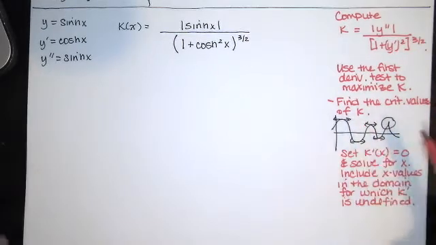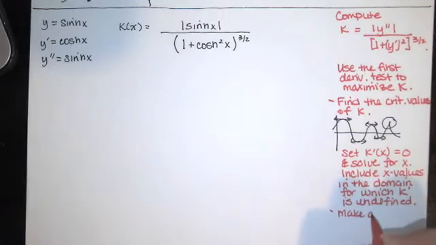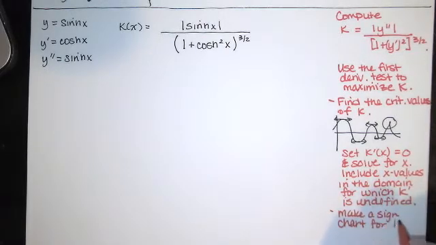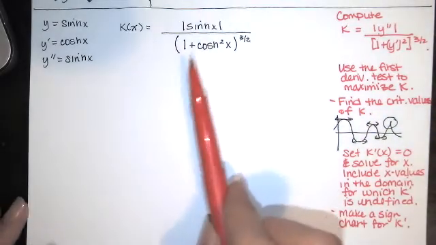So we need to make a sign chart. And that is a sign chart for the first derivative. And then we use the critical values as tick marks on our sign chart, on our number line. And then we're going to see where that derivative changes sign. If it goes from positive to negative, we know we're at a max. If it goes from negative to positive, we know we're at a min, provided that x value is actually in the domain of the original function. So let's look at this function.